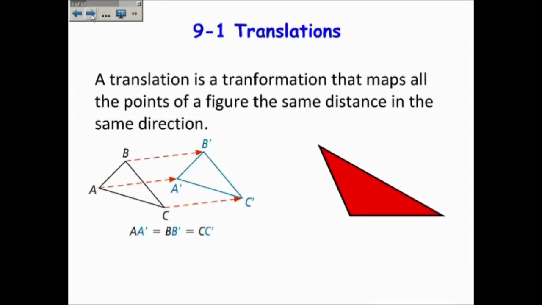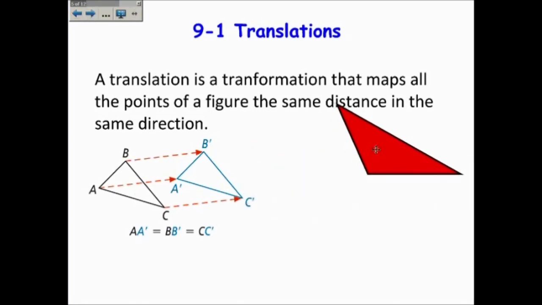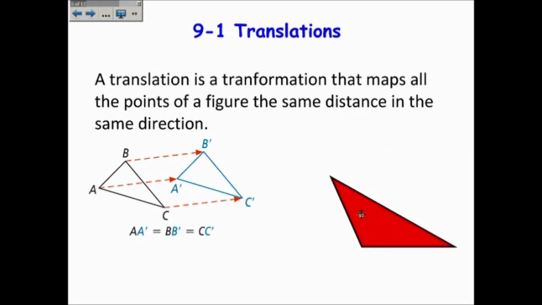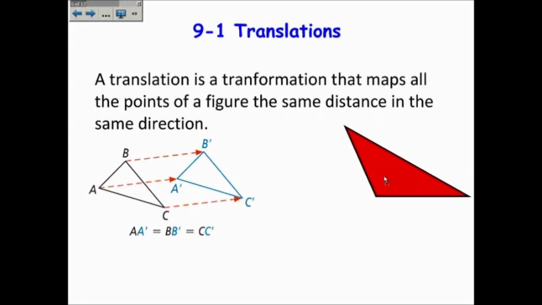Okay, specifically about translations. A translation is a transformation that maps all the points of a figure the same distance in the same direction. That's how the textbook puts it. The most basic way to understand it is you take a figure and you just slide it in any direction, and it creates a translation. Okay, I'm not rotating it at all. It's the exact same orientation. I'm just sliding it in one direction.